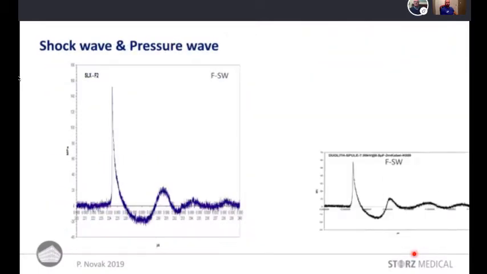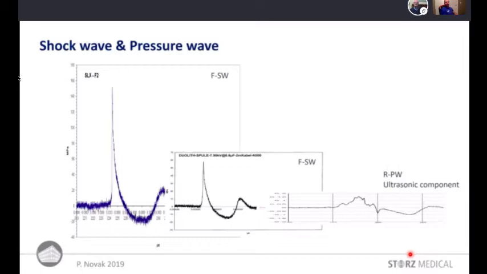Thus, here again we see these three different types of shock waves. There's a very high intensity shock wave for lithotripsy in the range of 150 megapascal positive pressure, and accordingly almost 20 megapascal negative pressure. This is the dualis. We have this scale, which is of course smaller. We have lower positive intensity, but also the negative pressure is lower. And with the orthotronic component of the radial pressure waves it is even significantly lower.